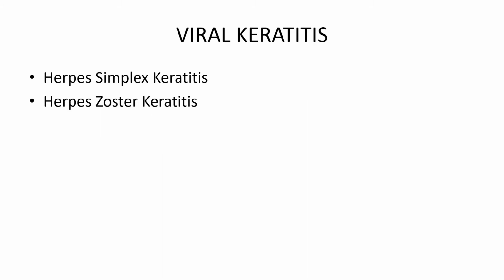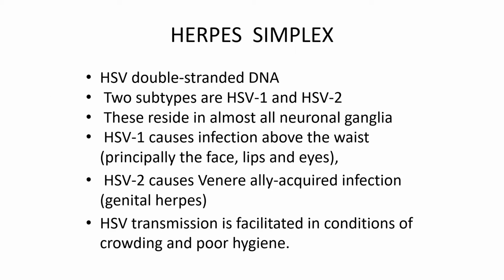There are two types of viral keratitis: herpes simplex keratitis and herpes zoster keratitis. First of all, we will discuss herpes simplex viral keratitis. It is caused by herpes simplex virus, which is a double-stranded DNA virus. It has two subtypes, herpes simplex virus 1 and herpes simplex virus 2. These all reside in almost all neural ganglia.